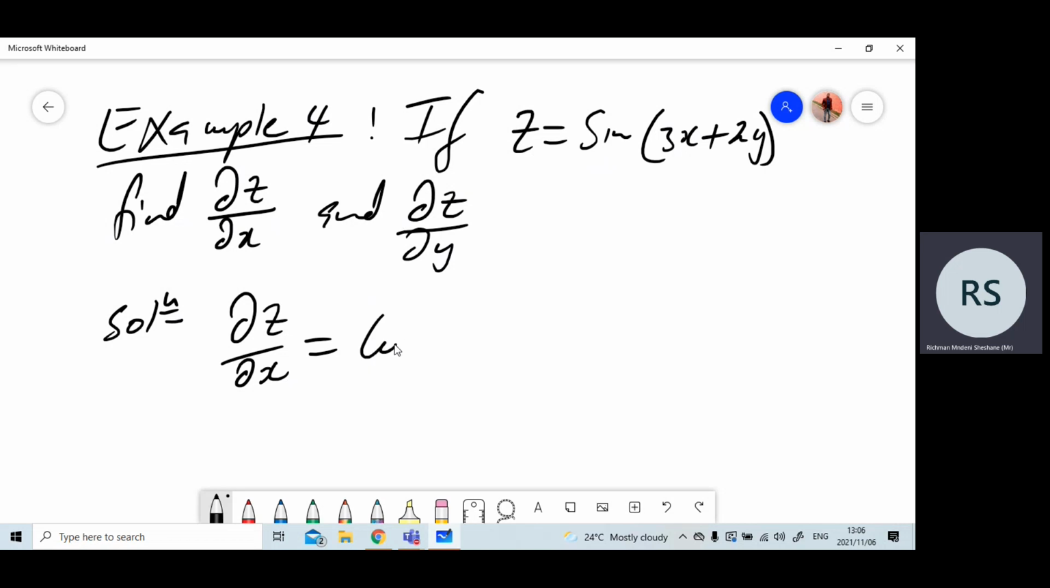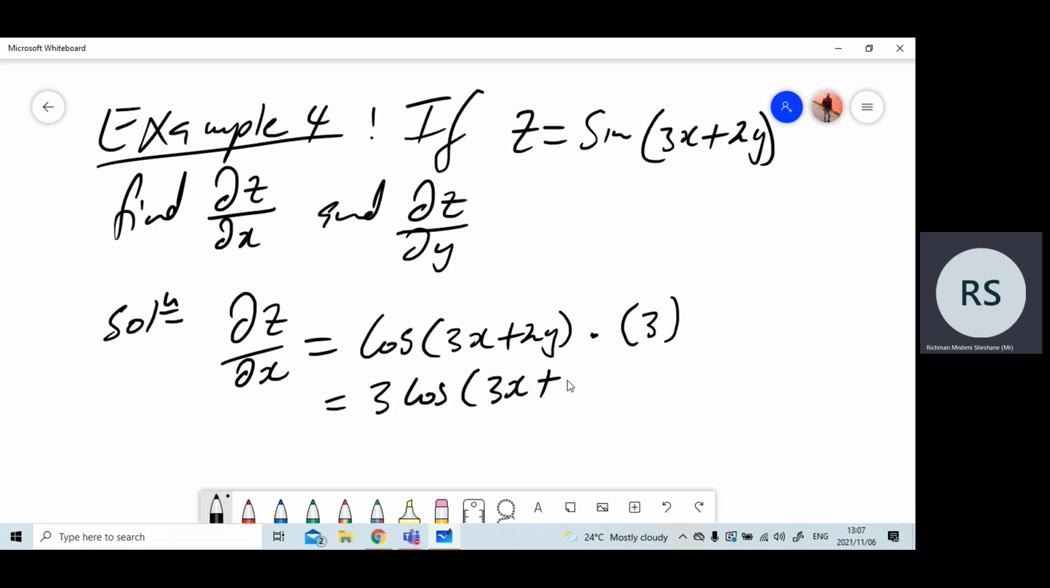Okay, let's derive this sine of a function. It's going to be cos of a function, my inner function is 3x plus 2y, multiplied by the derivative of the inner function. So the derivative of the inner function, but with respect to x, is going to be 3. The derivative of the first term is 3. The second term is a constant because we treat y as a constant there. So the answer here is just 3 cos of 3x plus 2y. Is it like that?